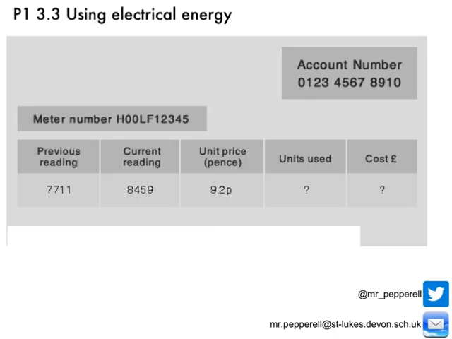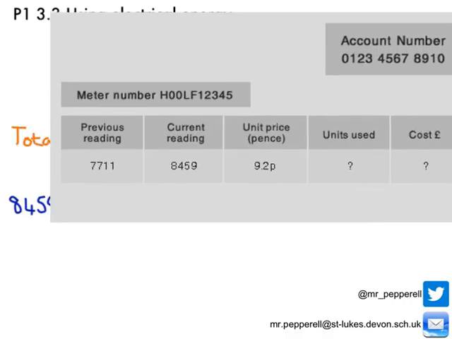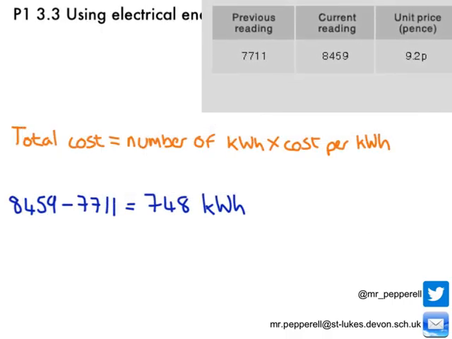So now I know how many kilowatt hours I've transferred or how many units of electricity I've used, but how much do I have to pay for it? Well, all I'm going to do is simply multiply the cost of 1 unit or 1 kilowatt hour of energy, which is 9.2 pence, by the number of kilowatt hours I've used, which is the difference between my current reading and my previous reading. So let's have a little look and see if we can work that out. Let's move this up here out of the way so we can actually have a look.